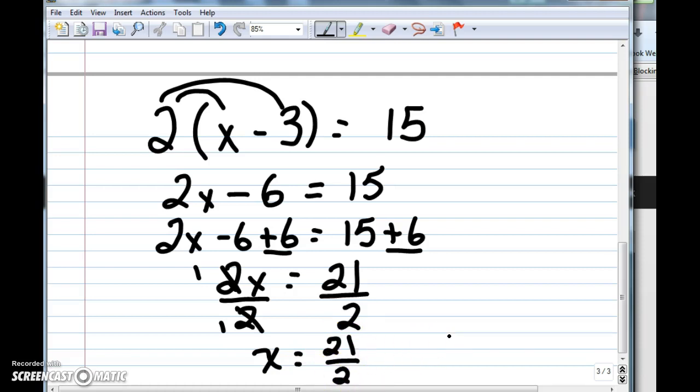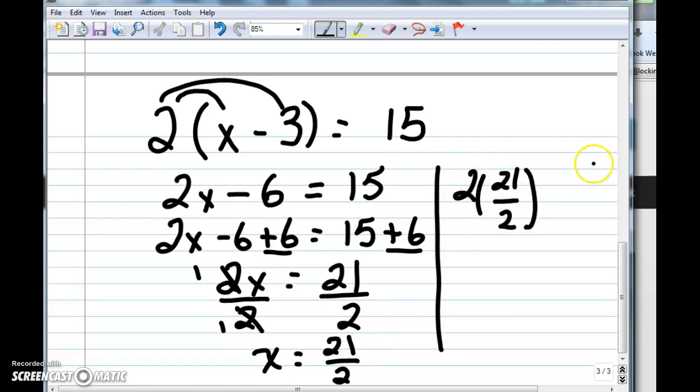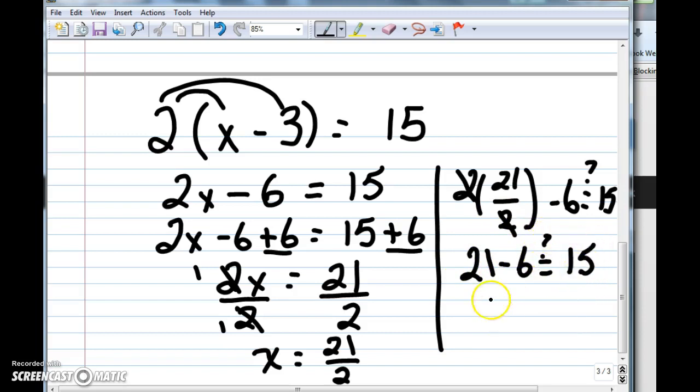Now we can also verify this by putting it back into our equation. So we're going to start at this point here. We're going to take 2, and we're going to put in x, 21 over 2, minus 6. Does that equal 15? That's our question. Well, the 2s simplify, and we're left with 21 minus 6. Does that equal 15? And 15 equals 15. So we know we're correct.